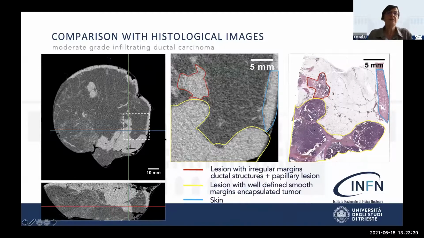A few slides in order to show you the comparison of breast CT with histological images. Here, this is a breast CT, and this is the magnification of this detail. The yellow line defines a lesion with well-defined smooth margins, an encapsulated tumor. But it is also possible to see a different structure. This is a lesion with irregular margins, ductal structures, and papillary lesion. And you see that the shape is exactly the same. And in the blue line, we have the skin.